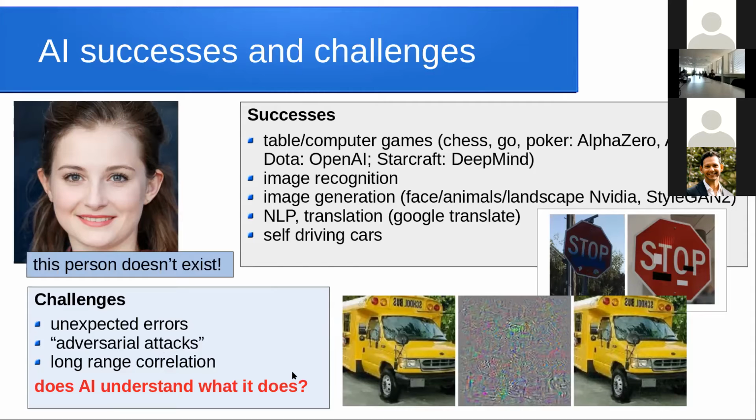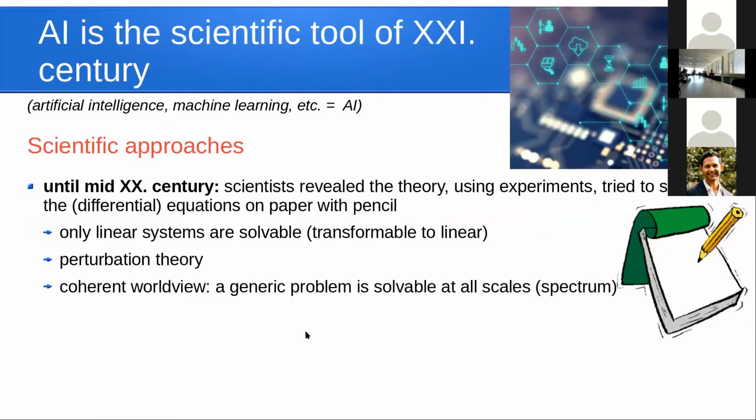Also long-range correlation is missing, but I don't want to go into detail. So the main problem is these main challenges which artificial intelligence is facing, and somehow one feels that it is unclear whether AI does understand what it does, or whether it is just a pure coincidence that in most cases it guesses the right result. So this is the artificial intelligence part, and that is the scientific part which challenges understanding.